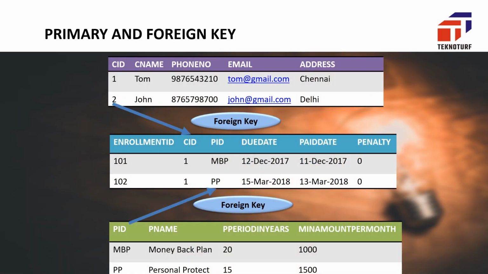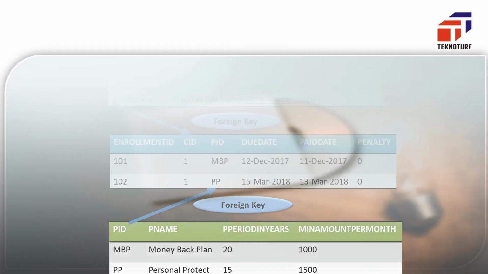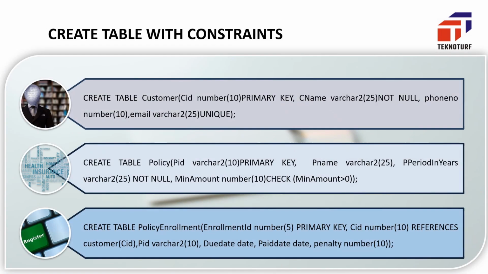Attribute CID of the customer table and attribute PID of the policy table are used as foreign keys of the policy enrollment table. Here, the customer and policy tables are called parent tables, while the policy enrollment table is called the child table. Here are examples of how to apply various constraints to attributes when creating a table. Customer table is a parent table and policy enrollment is a child table.